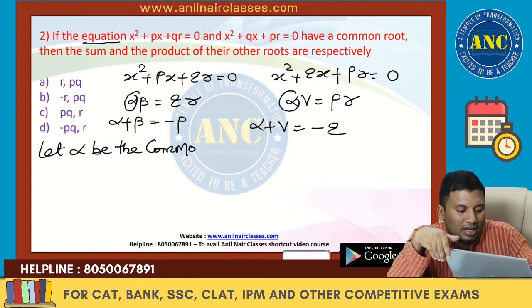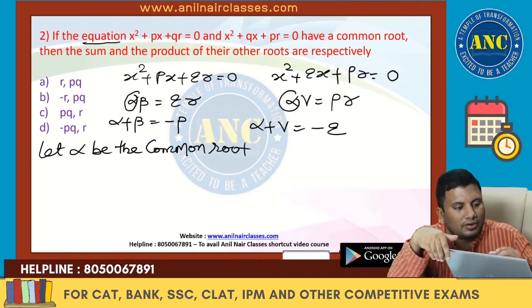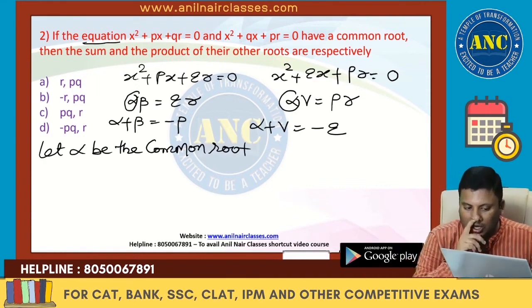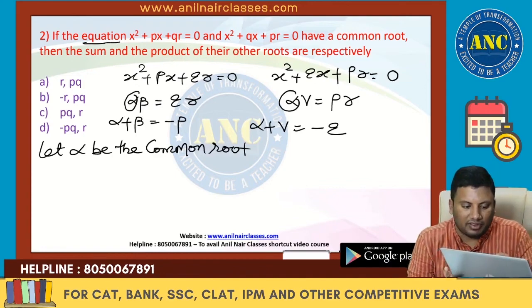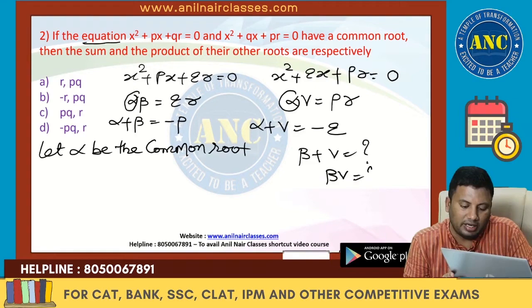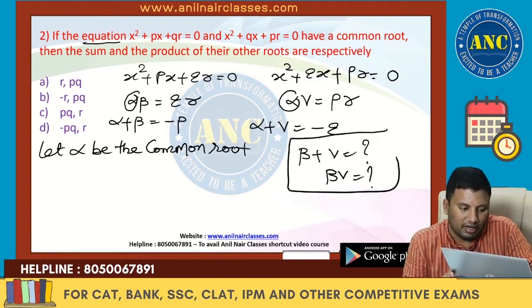Let alpha be the common root. We have understood the question, right? Then the sum and the product of their other roots. He is asking what is beta plus gamma, and what is beta gamma. This is the question.